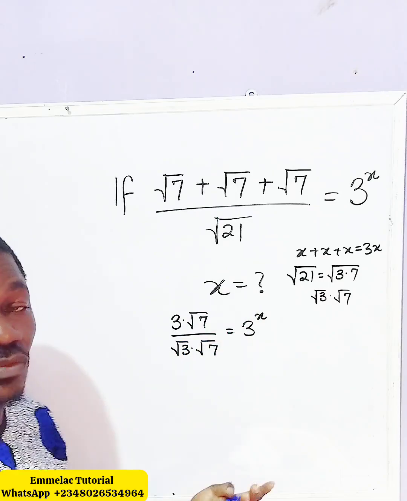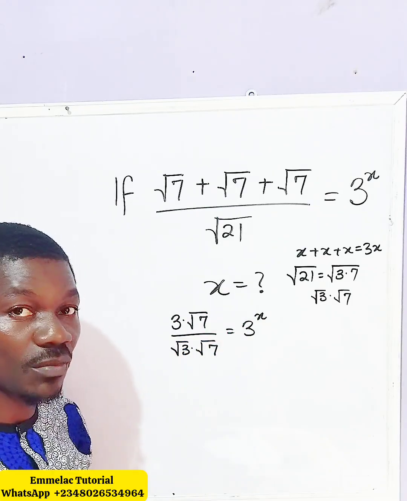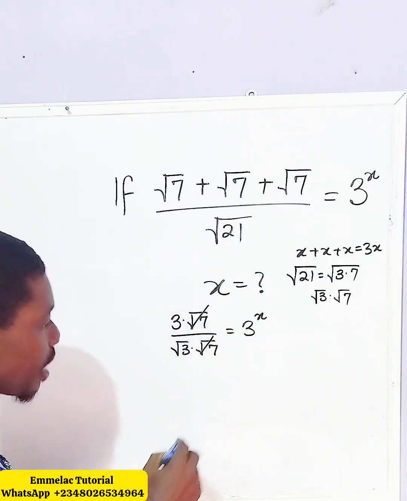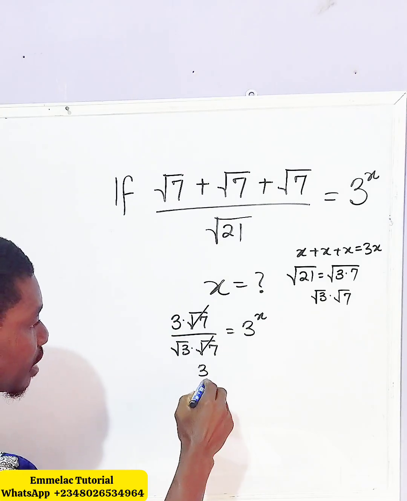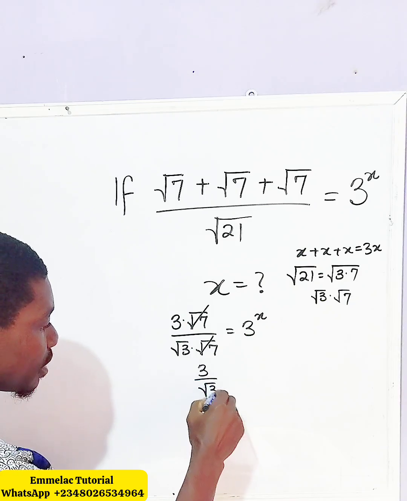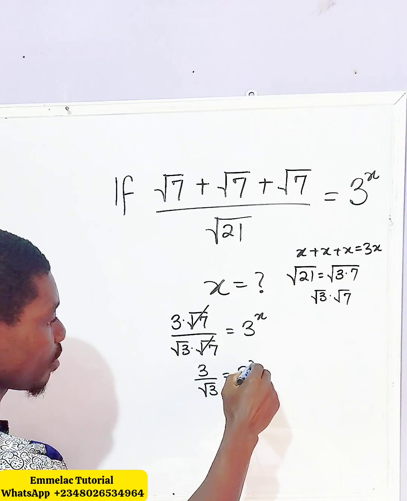X. Now if you look at the numerator and the denominator, you will see there is a common term, which is what? The square root of 7. So you can just eliminate that. So we're left with 3 all over the square root of what? 3, then equals 3 raised to the power of x.